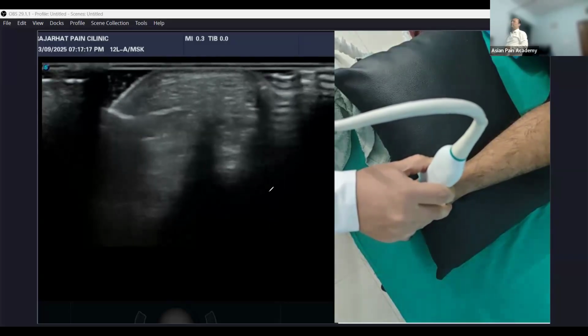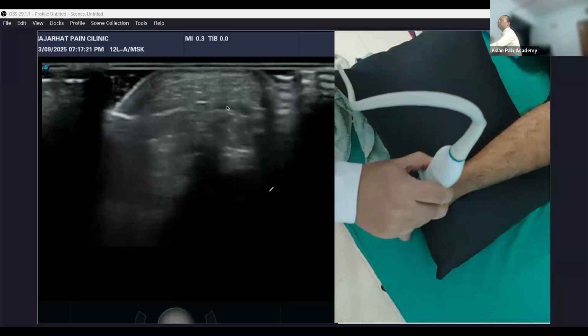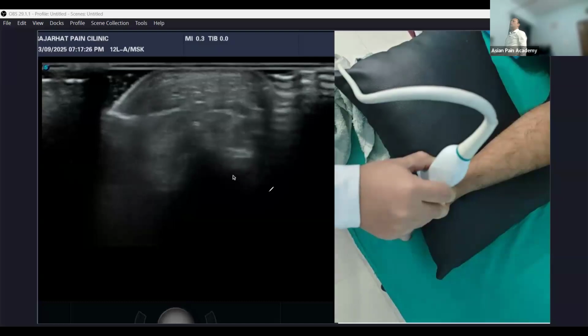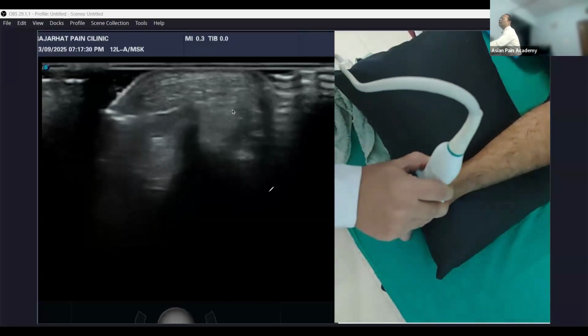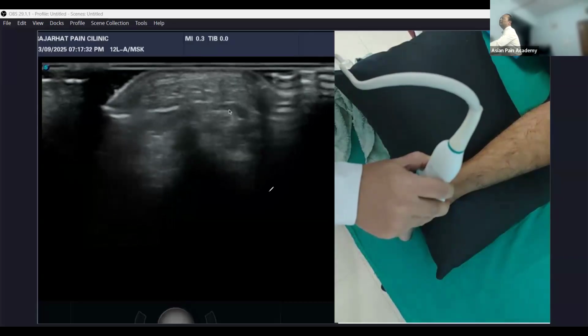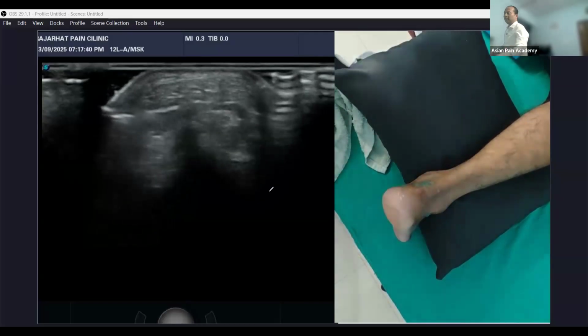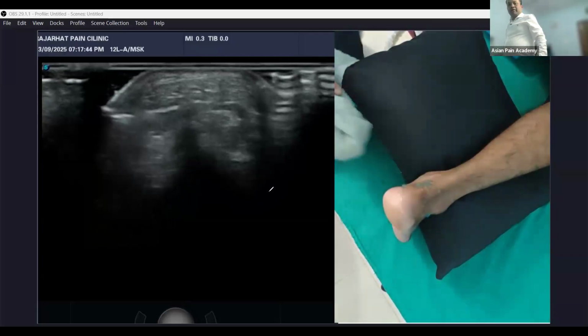Below that, Kager's fat pad. One small area of retrocalcaneal bursa. We can see this one is the bursa, this is the bursal fluid, and here is the bone. So in this way we will hold the probe, and your needle has to come in this part if there is retrocalcaneal bursal fluid. Of course, this will be much distended if there is retrocalcaneal bursitis. Okay.